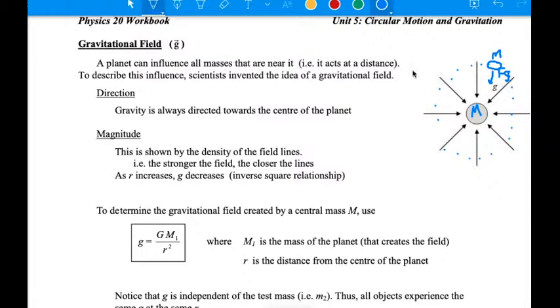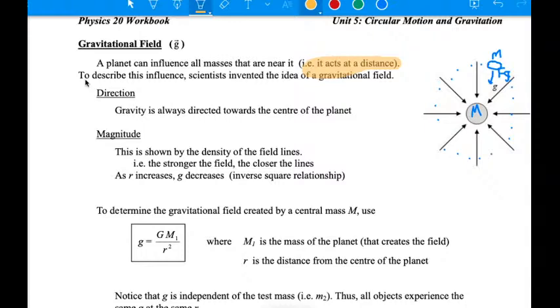So, a planet can influence all masses that are near it. It acts at a distance. This is a pretty groundbreaking idea, and it took scientists hundreds, possibly arguably thousands of years to come up with this field theory. We could spend a whole course just talking about field theory, but we only get a little snippet here in Physics 20.